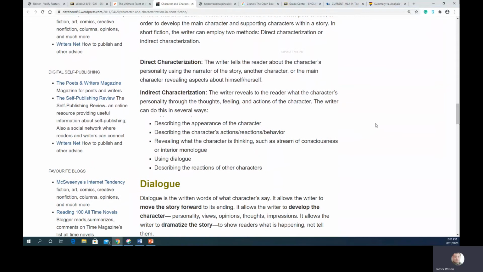We do have direct and indirect characterization. As you can tell here, direct characterization, the writer tells the reader about the character's personality using the narrator of the story, other characters, or the main character revealing aspects about himself or herself, right? Indirect characterization, the writer reveals to the reader the character's personality through the thoughts, feelings, and actions of the character.